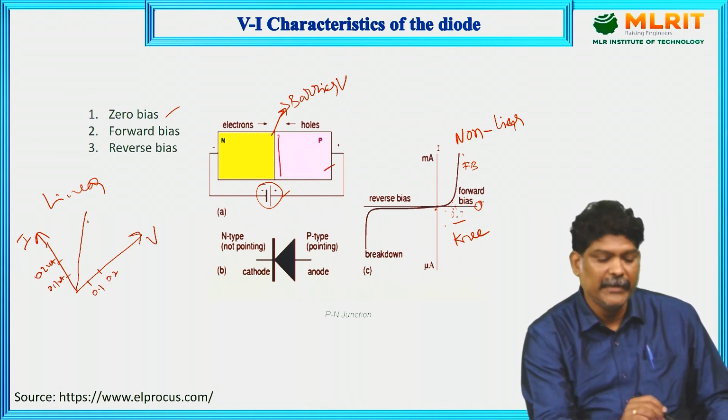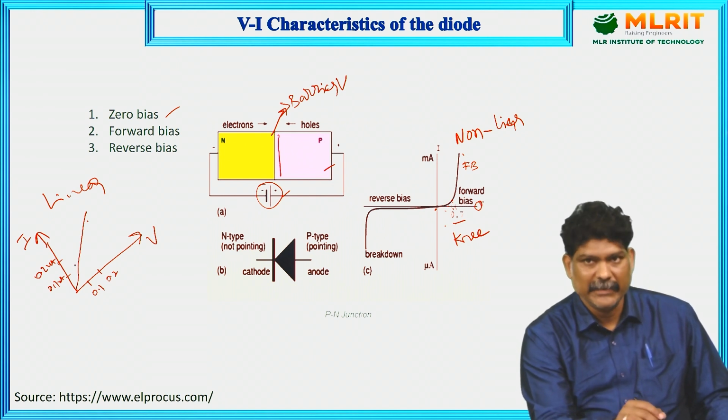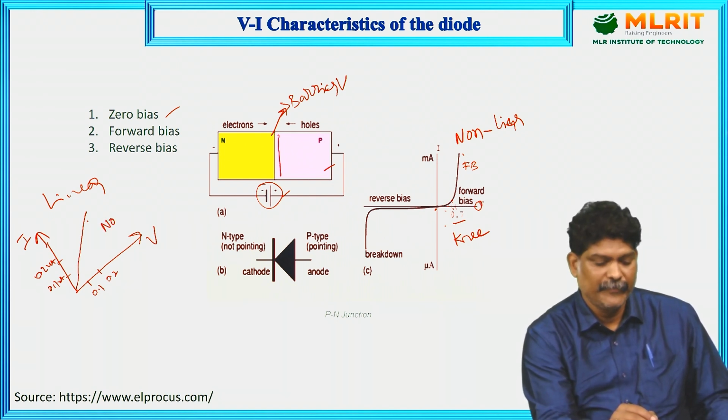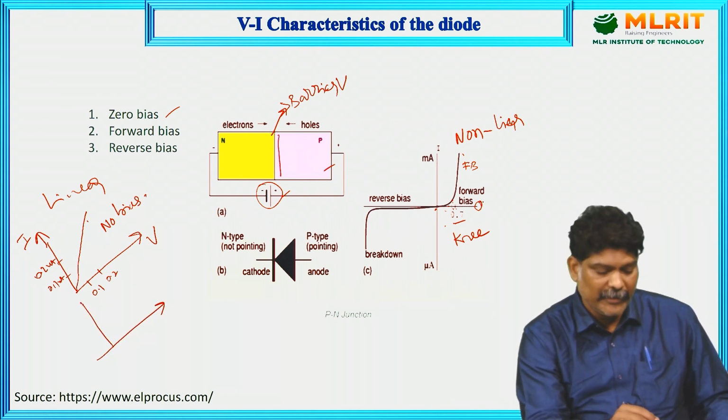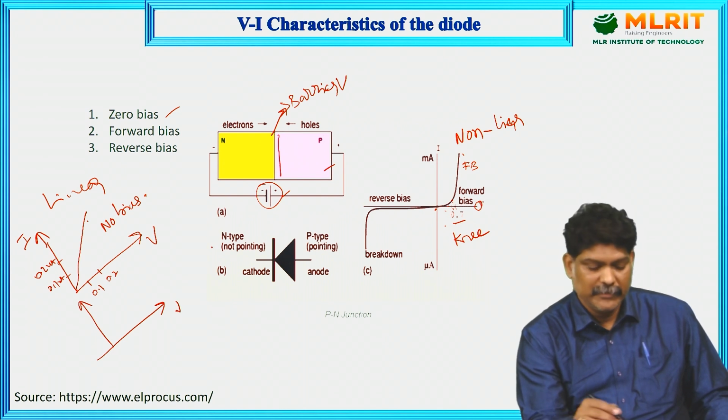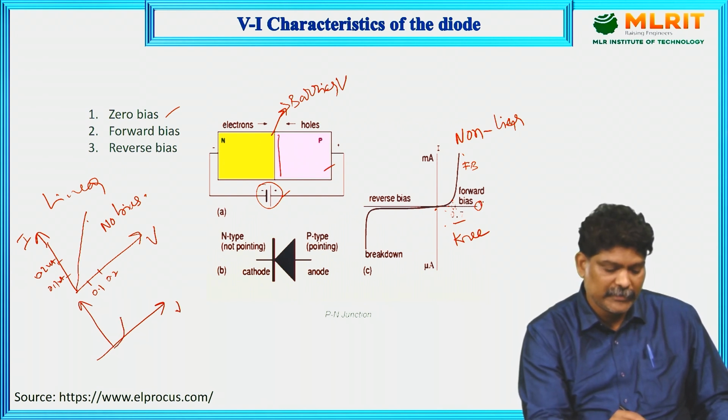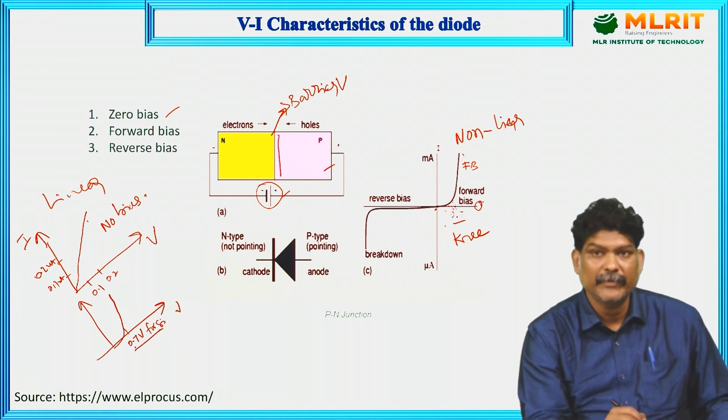This is called linear, but this is the general case. In the diode, whenever you apply the input voltage, the current starts from the cut-in voltage. This is the cut-in voltage, 0.7 volts for silicon. This we have already discussed in the previous session.